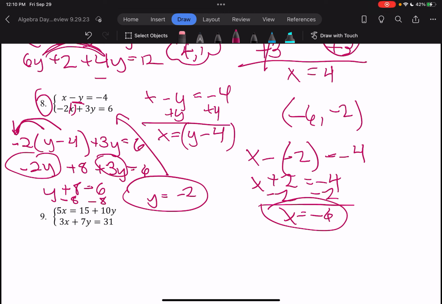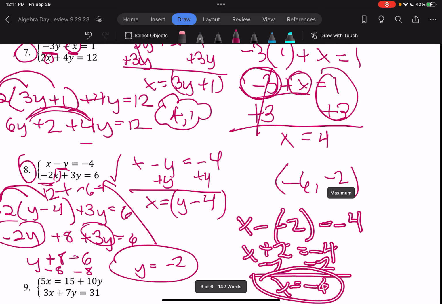If I do negative 6 times negative 2, that gives me positive 12, plus 3 times negative 2 gives me negative 6. That does in fact equal 6, so I know it works. Okay, so that's an example with 7 and 8.